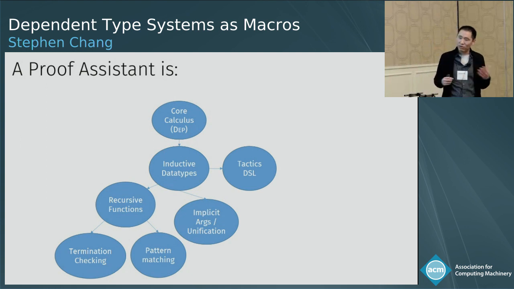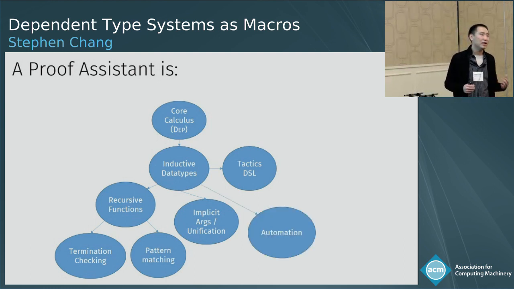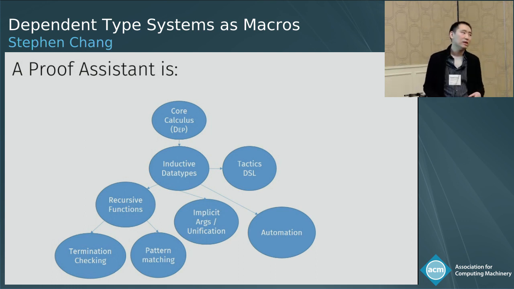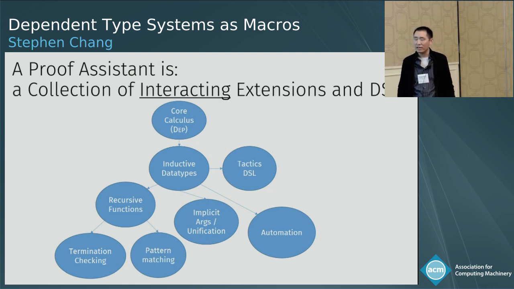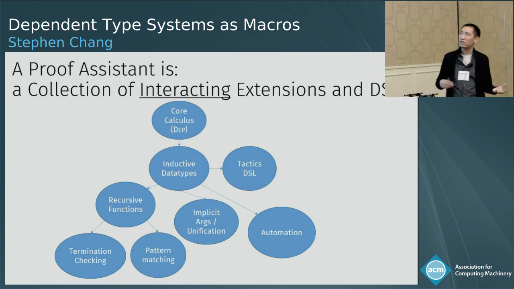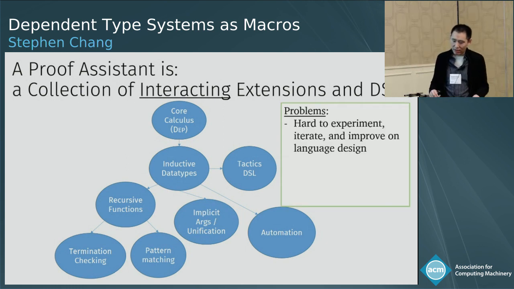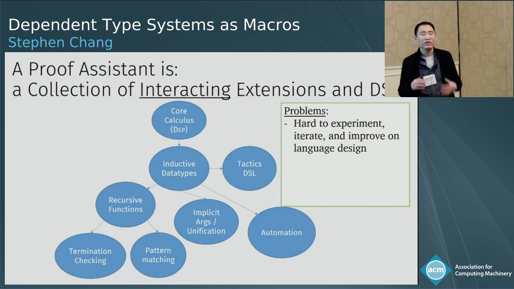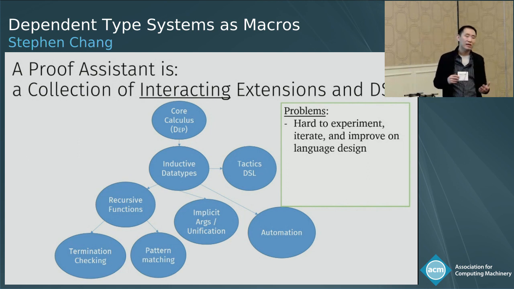And as I mentioned before, proof assistants typically are not just one language. They have helper languages, like a tactic DSL a lot of times, to help programmers write code. And a lot of times there's some sort of automation to help programmers search for proof terms. And so the point I want to make is that a proof assistant is exactly a collection of interacting DSLs and extensions and components. But this architecture makes it very hard to experiment, to extend, and to iterate on the design of proof assistants.